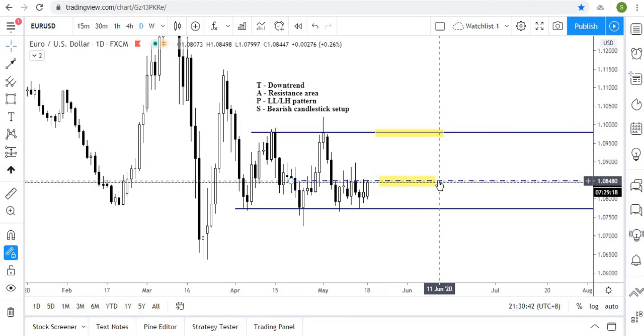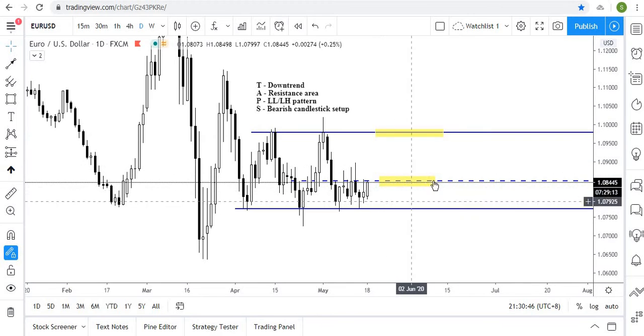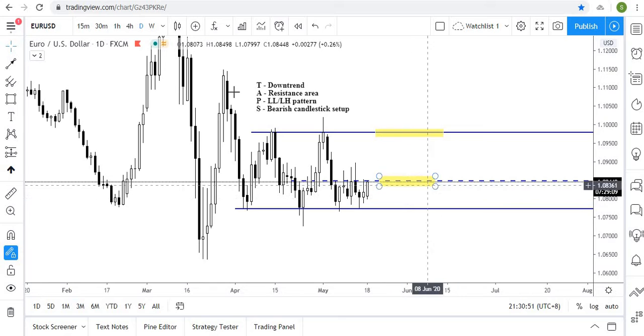It is about 1.0848. So this area might be good, meaning you might get some good opportunity to sell.